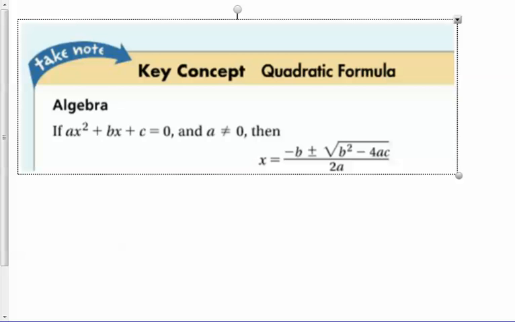It's very, very important that you memorize or try to know the quadratic formula, which is x equals negative b plus or minus square root of b squared minus 4ac all over 2a. Every problem that you're going to have involving the quadratic formula, I'm going to look for you to actually write it out. Okay, so let's take a look.